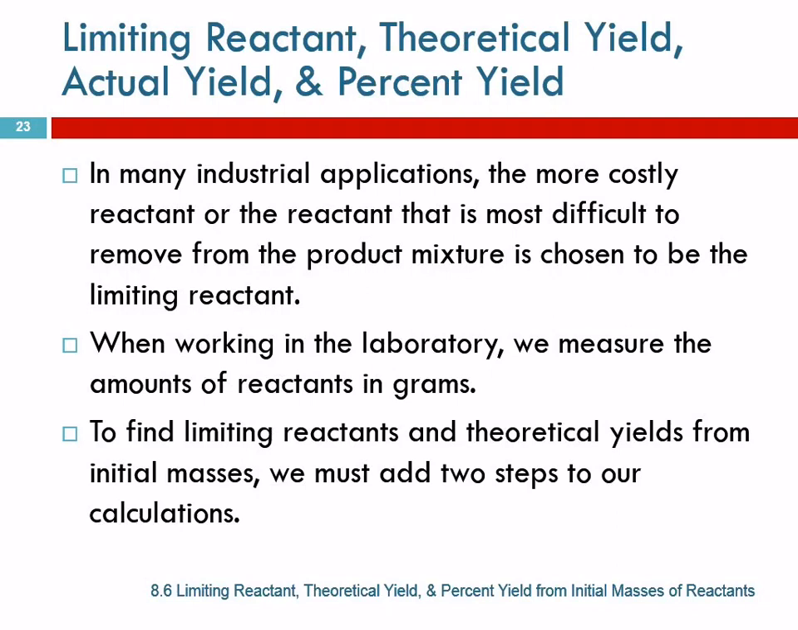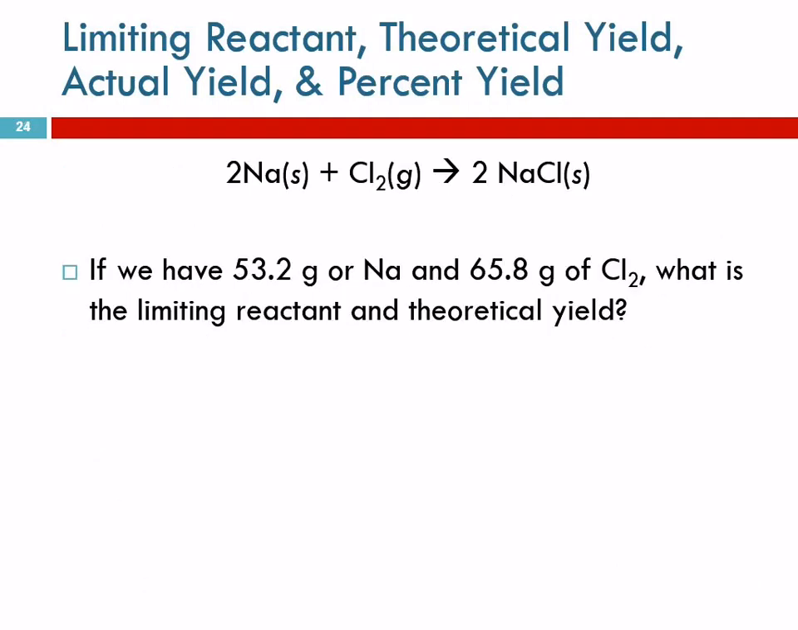When we're working in the lab, we don't measure things out in moles. We measure things in grams. And so we can do mass-to-mass stoichiometry calculations with this concept of limiting reactant. And it's very much like what we did last week earlier in the chapter. We just have to add 2 steps to the calculation. So let's do an example of this.